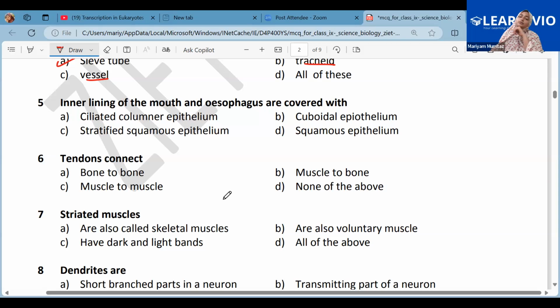Inner lining of mouth and esophagus are covered with which kind of epithelium? Inner lining of mouth and the esophagus. Ma'am, stratified squamous. Stratified squamous. What about others? You people tell me.